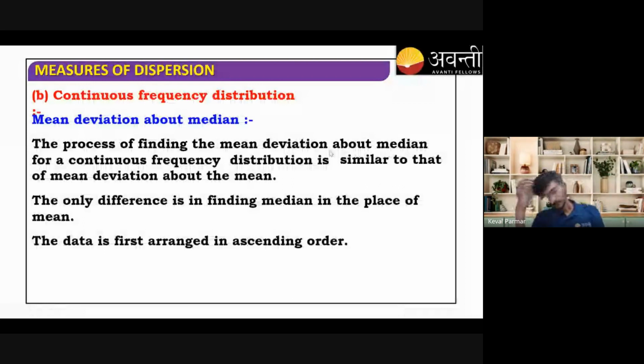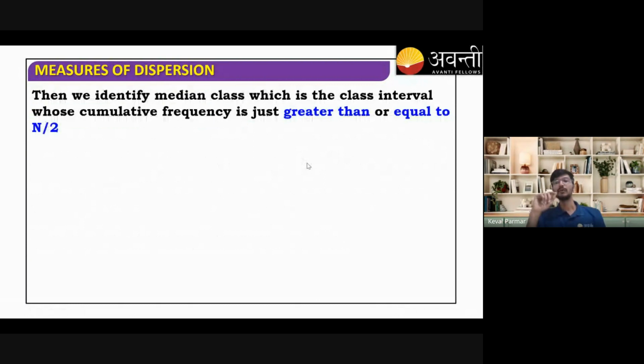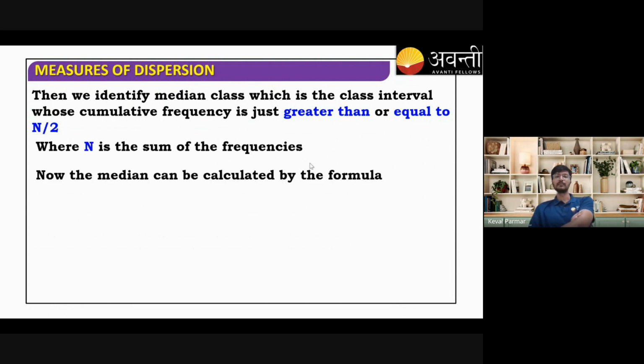Same thing, guys. Even for continuous frequency distribution, we have to order the data in ascending or descending order. Correct? Same way, because we have to find the median. Then, how do we get the median class? We get the median class by n upon 2, as we just now saw. For cumulative frequency, we have to divide n by 2, and the value closest to n by 2, we take it as the median class. N is the sum of all frequencies.